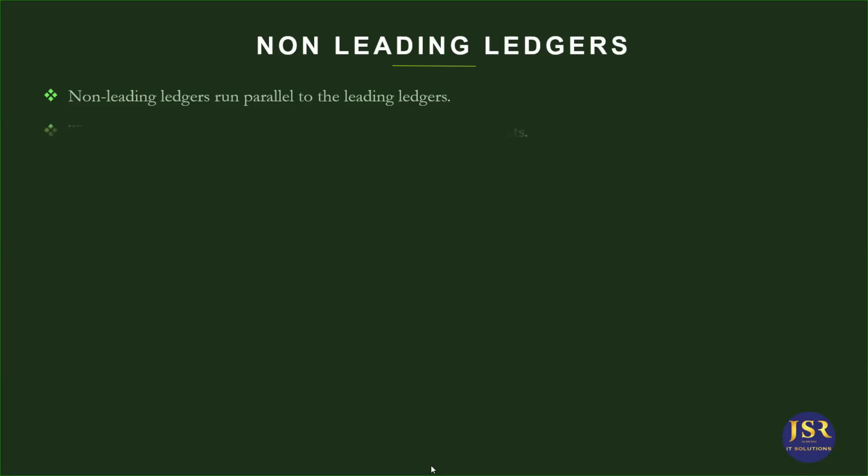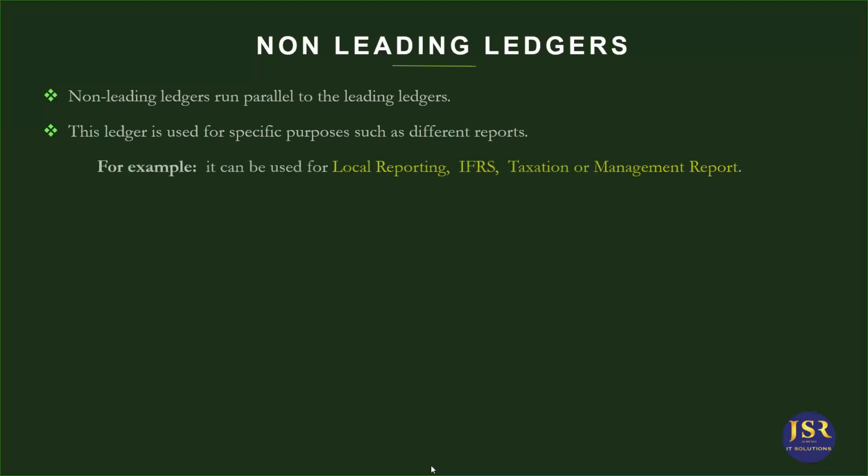Here, this ledger is used for specific purposes, such as different reporting purposes. For example, local reporting purposes, or based on the situation we can use local reporting or IFRS, taxation or management. Depending on the situation, we can use it for the non-leading ledger. The non-leading ledger's role is completely requirement based. Even the leading ledger depends on the requirement and can change. Anyway, I'll explain more detail in the coming slides.